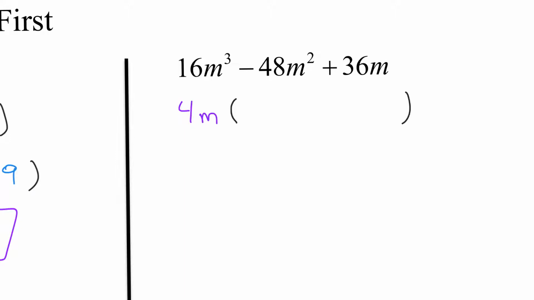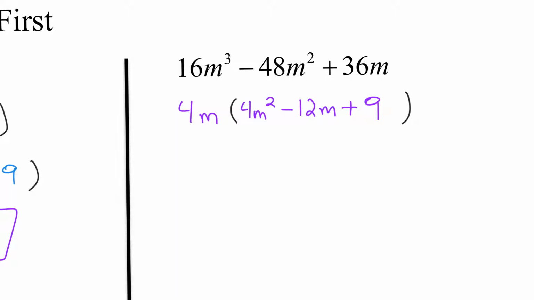So when you factor that out, we are going to have a 4m. Remember, you took one m out, so we have an m squared minus 12m plus 9. 36 divided by 4 is 9, and you took out the m. Notice the trinomial still has a 4 and a 9, which are perfect square numbers, so you can still factor the trinomial.